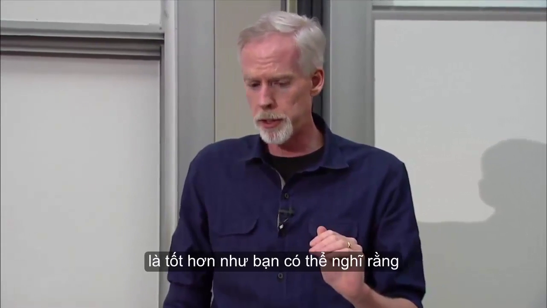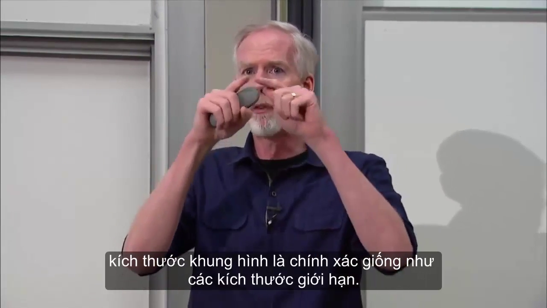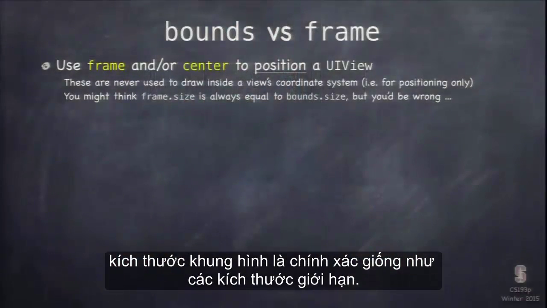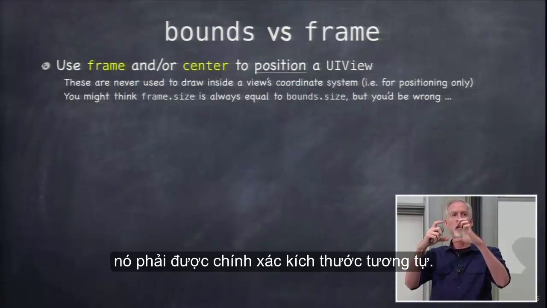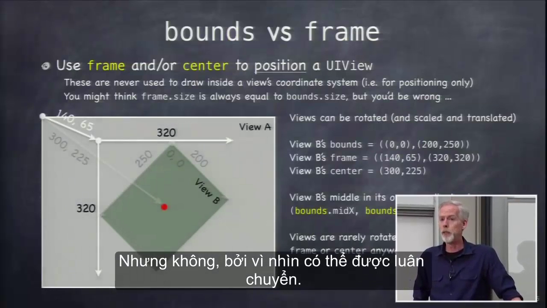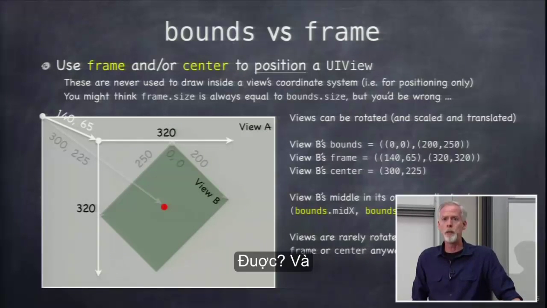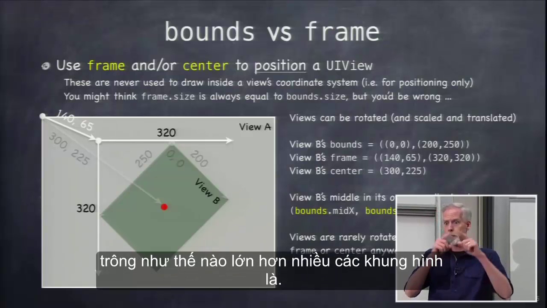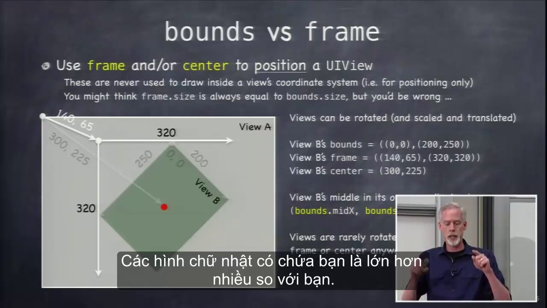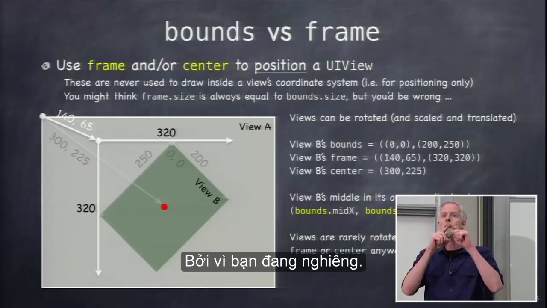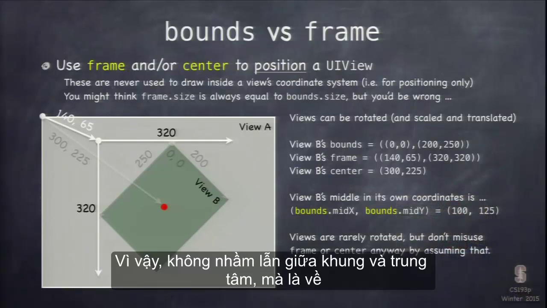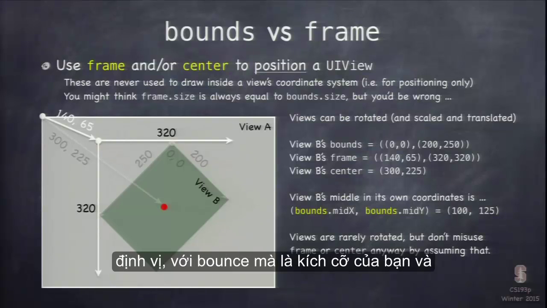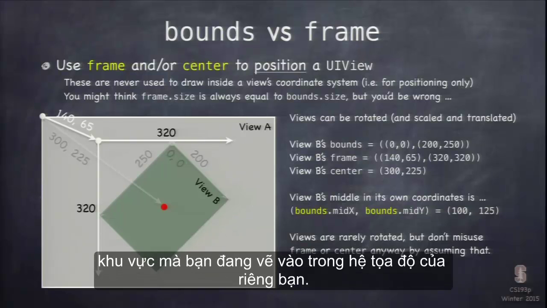To give you a picture of this, you might think that the frame size is exactly the same as the bounds size. Right? If it's a rectangle that contains my rectangle, it must be exactly the same size. But no, because views can be rotated. Okay? And if you rotate your view like this green view, look how much bigger the frame is. The rectangle that contains you is much bigger than you because you're tilted, right? Make sense? So don't confuse frame and center, which are about positioning, with bounds, which is your size, the area that you're drawing into in your own coordinate system. Okay?